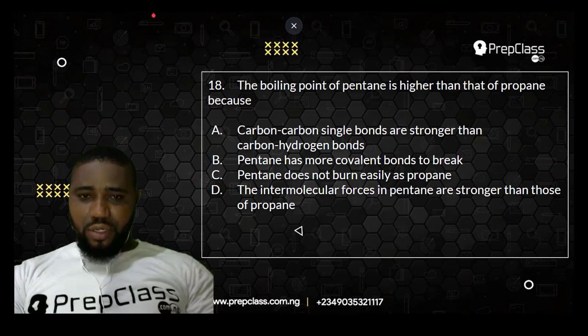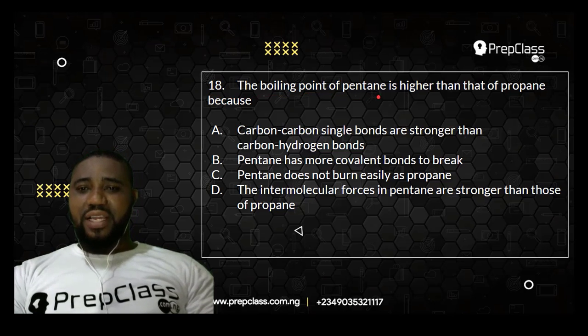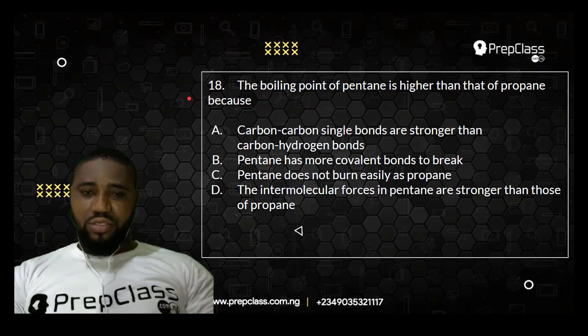Question number 18. The boiling point of pentane is higher than that of propane because A.